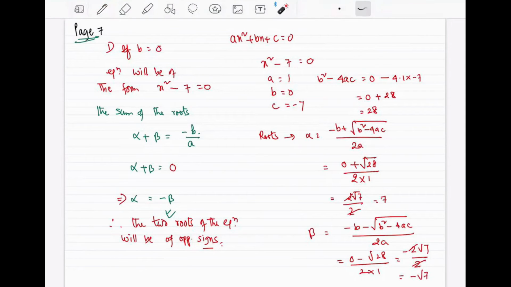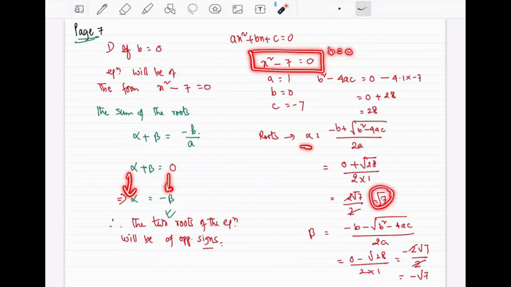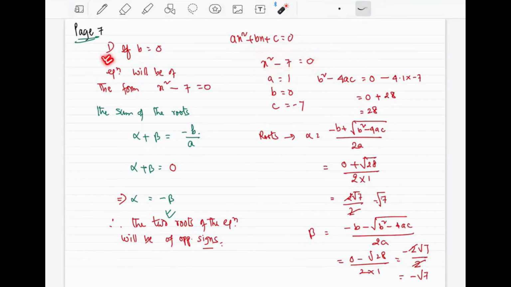As you can clearly see, when you take this equation with b equal to 0, the condition that we have deduced earlier is that the two roots will be of opposite sign. Look, one of the roots is root 7, the other root is minus root 7. So you can clearly see that the roots are of opposite sign when we take one example. Okay, this is the first deduction.